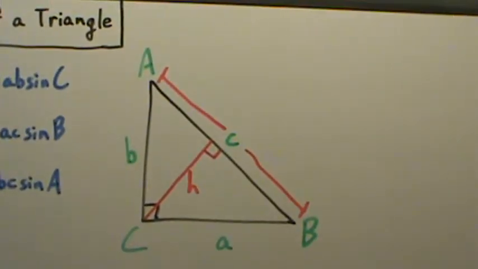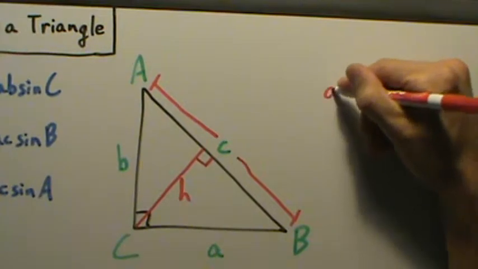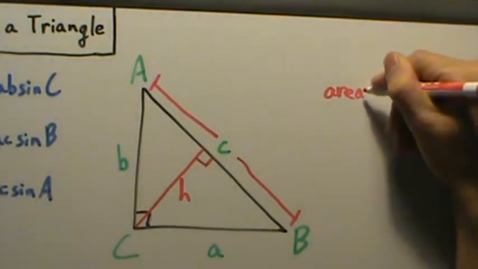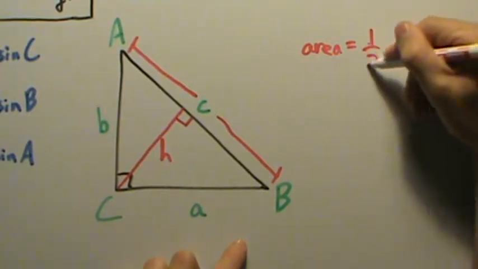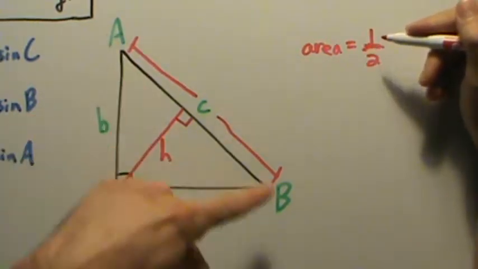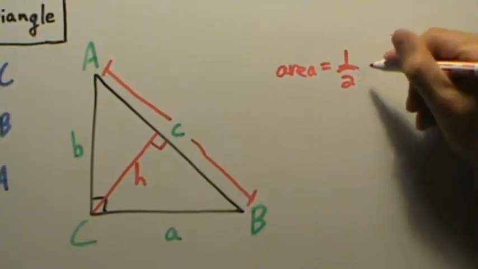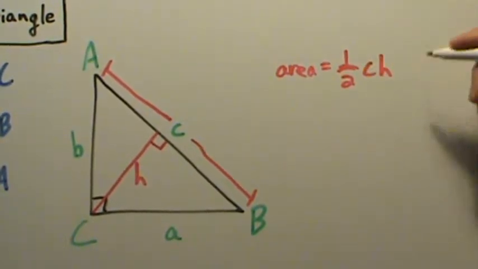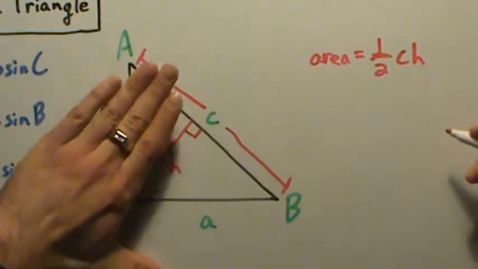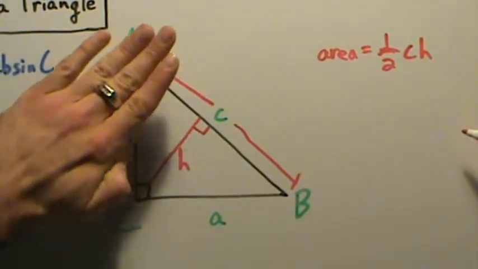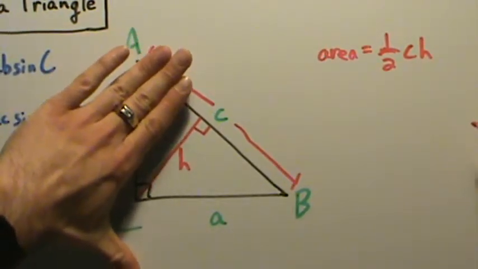Nothing's really going to be different from the acute case. So area is going to be 1/2 times the base. Now the base is c and the height is h. 1/2 times base times height. Now, just like we did with acute triangles, we're just going to cover this part up and focus on this part over here.